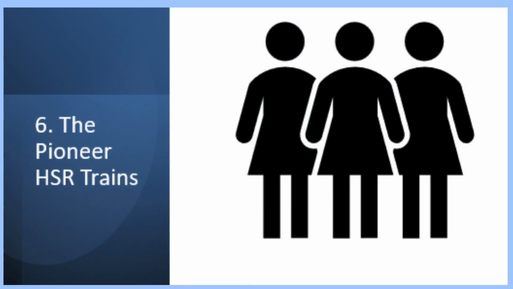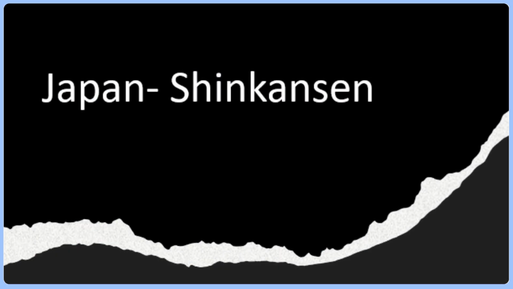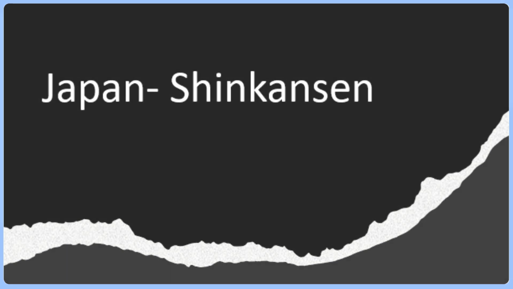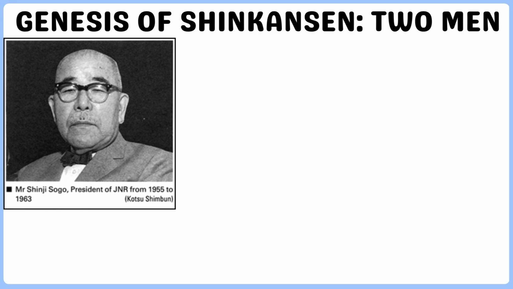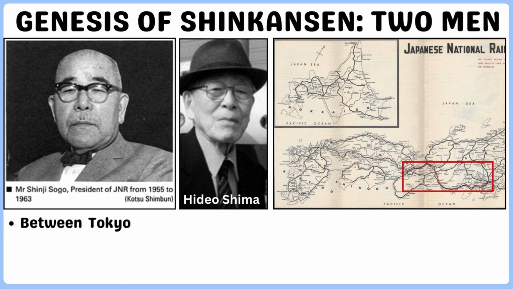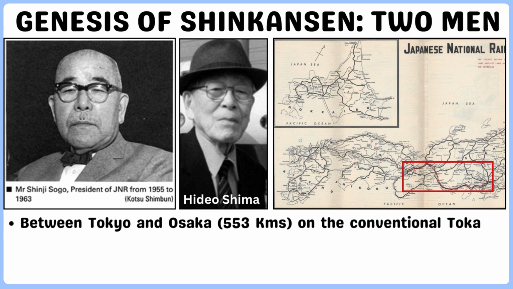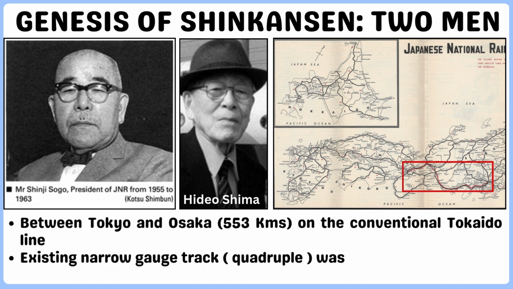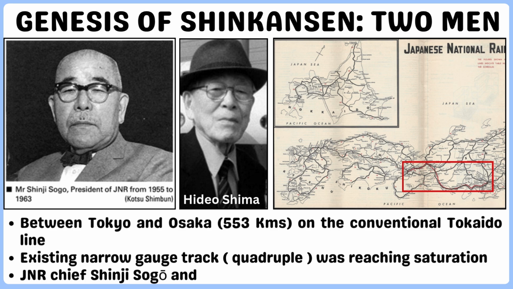Now we will discuss the Japanese Shinkansen trains, their genesis, evolution, and state-of-the-art. The genesis of the Shinkansen could be attributed to 2 men in Japan. During the 1950s, the existing quadruple narrow gauge track between Tokyo and Osaka, about 553 kilometers on the conventional Tokaido line, was reaching saturation. One proposal was to add 2 more narrow gauge tracks, supported by most of the Japanese national railways managers. But JNR chief Shinji Sogo had a different idea. He, supported by Hideo, proposed to add a double standard gauge track.